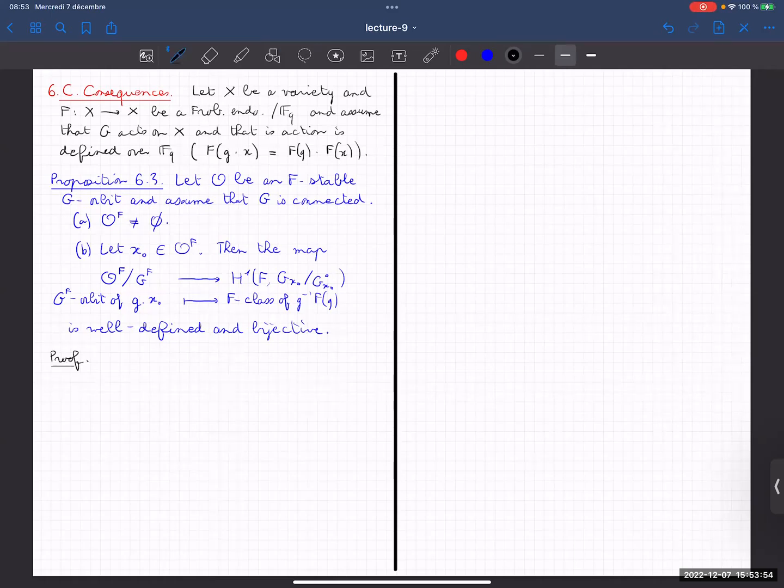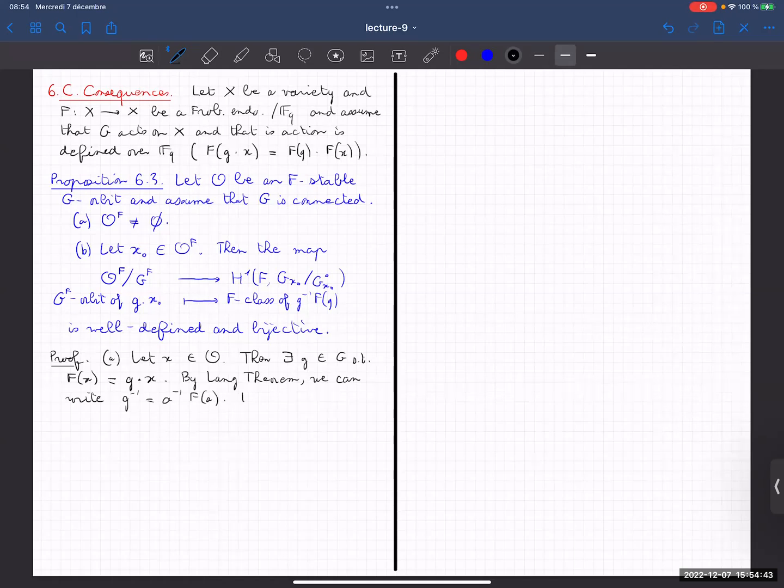Okay. So let x be an element in the orbit. Then, since the orbit is F-stable, it means that there exists g in G such that if I apply F to x, it will remain in the same orbit, so F(x) is equal to g times x. But by Lang's theorem, we can write g inverse as a^{-1} F(a).